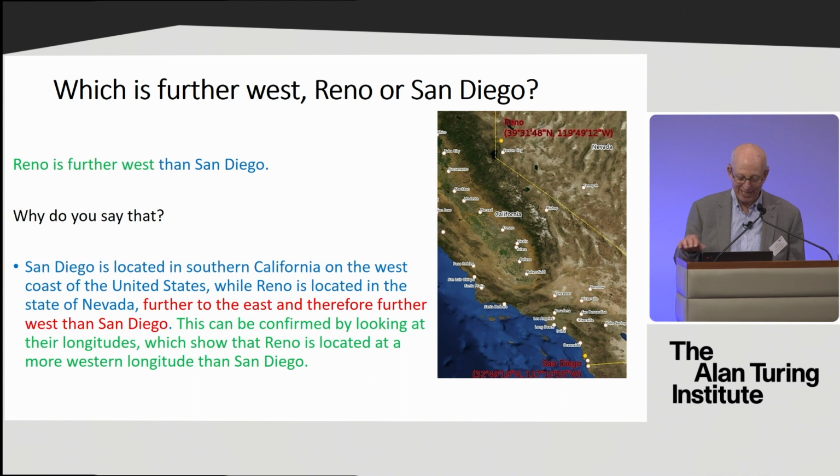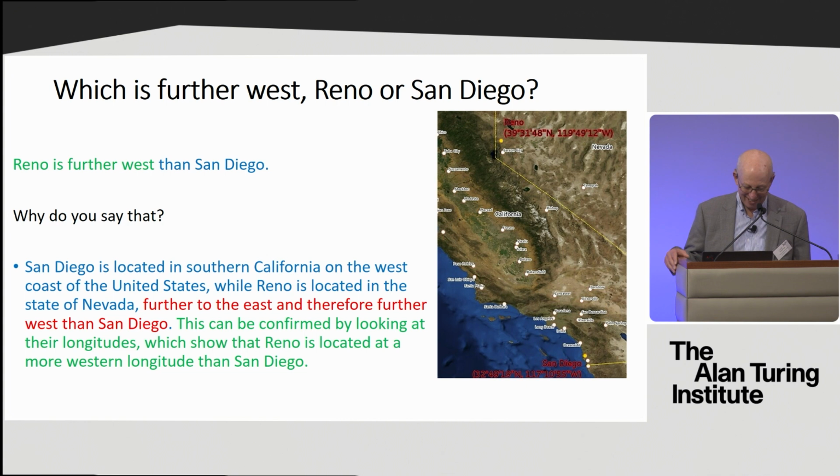But because of the way California curves in towards its southern end, it means Reno is actually slightly west of San Diego, which I wouldn't have expected the computer to get confused about. It starts off in the same way of reasoning as humans might do: San Diego is located in Southern California, Reno is located in Nevada, which is further to the east, and now this is the really surprising bit, and therefore to the further west of San Diego. So we've got a sort of contradiction within the one sentence.